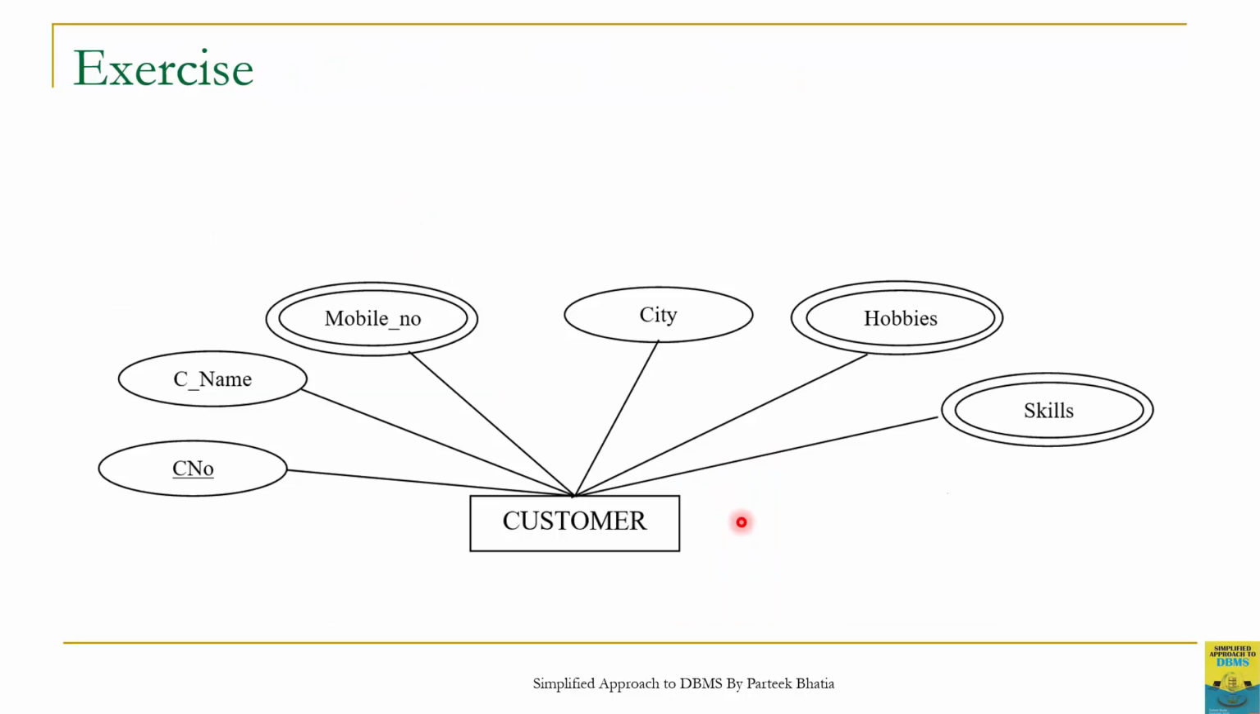Now I have an exercise for you. In this customer entity set, I have 6 columns with C number as key attribute, C_name. You can see that mobile number is a multi-value attribute, city is a simple attribute. Here again, hobbies is a multi-value attribute and skills is also a multi-value attribute. Your task is to convert this entity set to tables. You have to identify how many tables need to be created for this entity set and what will be the columns for each table.